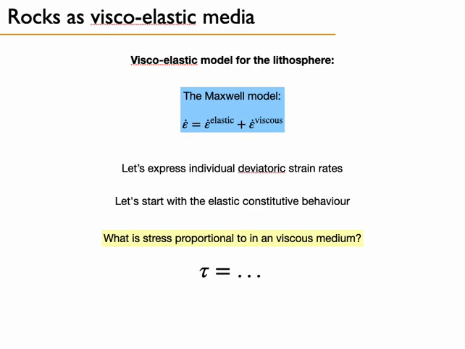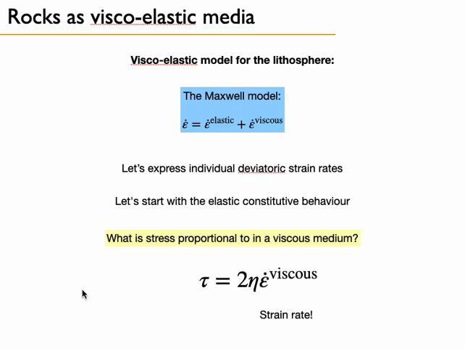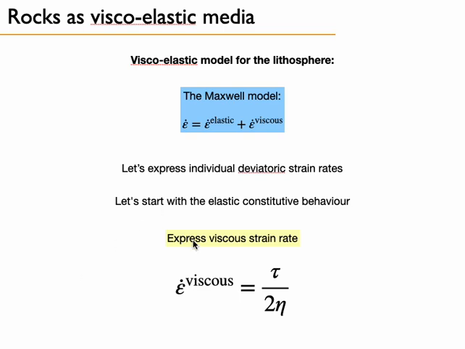So let's now take care of the viscous part of the chain. Let's write up the proportionality of stress and strain rate for the viscous medium. So tau is equal to 2 eta times epsilon dot. This is the strain rate here, the viscous part of the strain rate. So we can solve easily for the viscous part of the strain rate. Epsilon dot viscous, the deviatoric strain rate, is equal to tau divided by 2 eta.